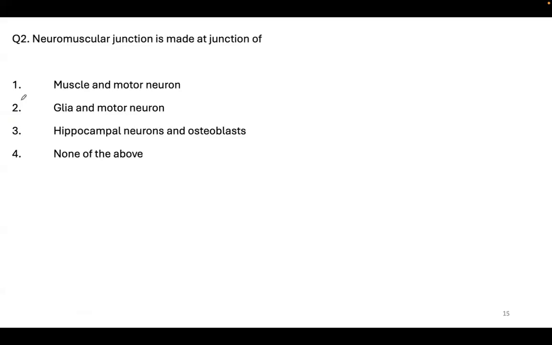Neuromuscular junction is made at the junction of what? Is it muscle and motor neuron? Is it glia and motor neuron? Is it hippocampal neuron and osteoblasts? Or is it none of the above? Yep. So that's muscle and motor neuron.